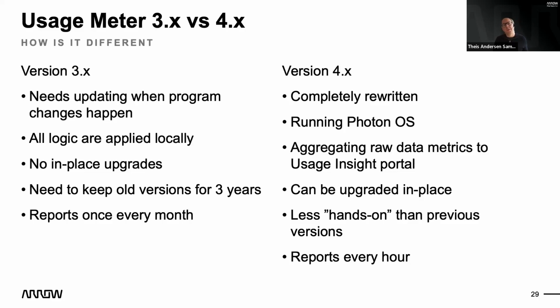On the 4 version, everything is pushed directly into the usage insight, and any logic that needs to be changed is changed as a software as a service solution by VMware. So also the big difference here is reports are going in hourly. So you can actually go to the usage insight and track your consumption during the month, because everything is uploaded there on a per hour basis.